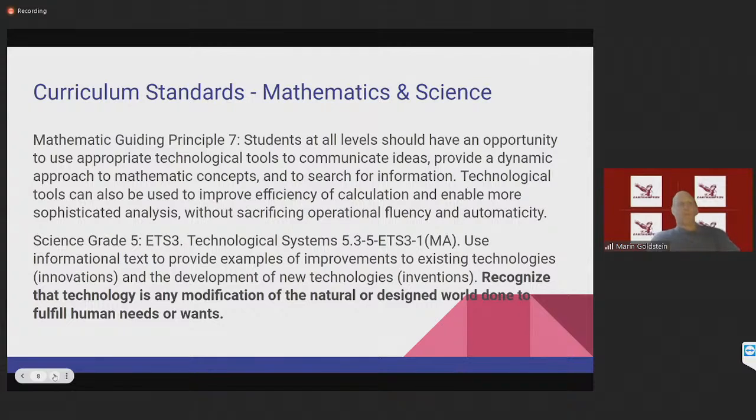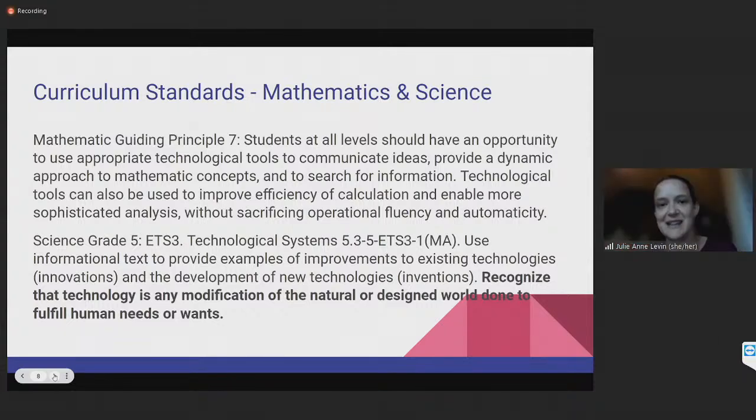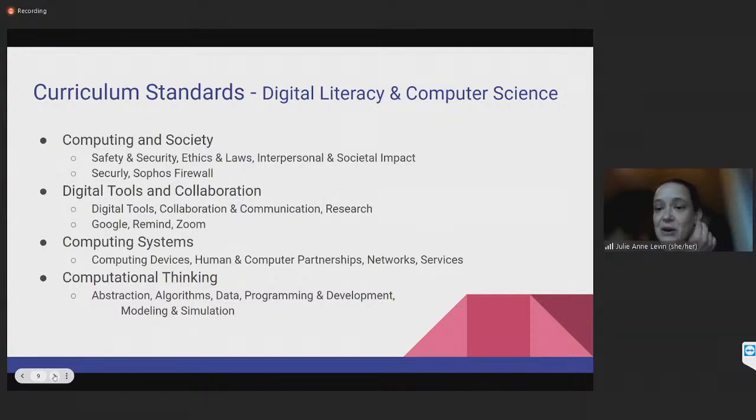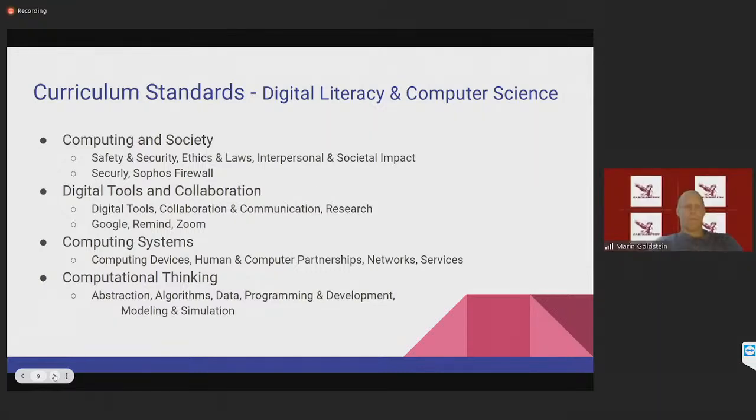So that made me feel really good, because I think that's the approach we've taken in Easthampton: technology isn't separate. It's part of everything we do. Okay, so that brings me to, of course, the siloed technology standards, which were released in 2016.